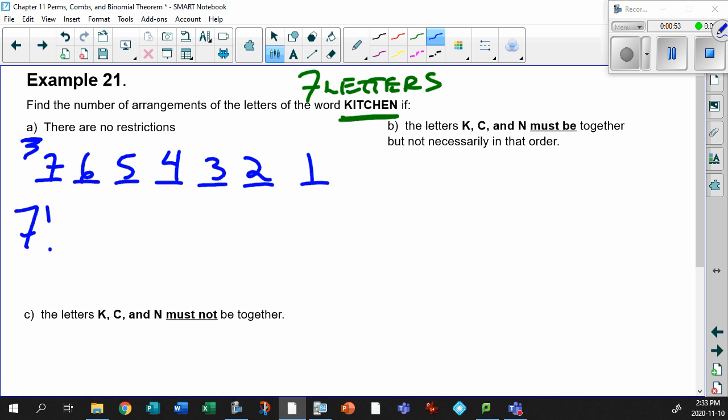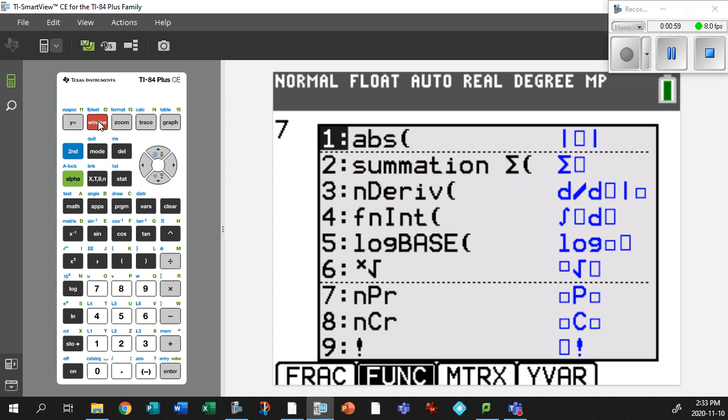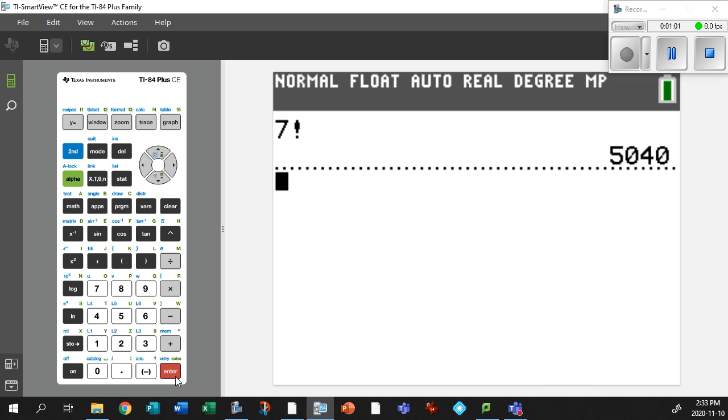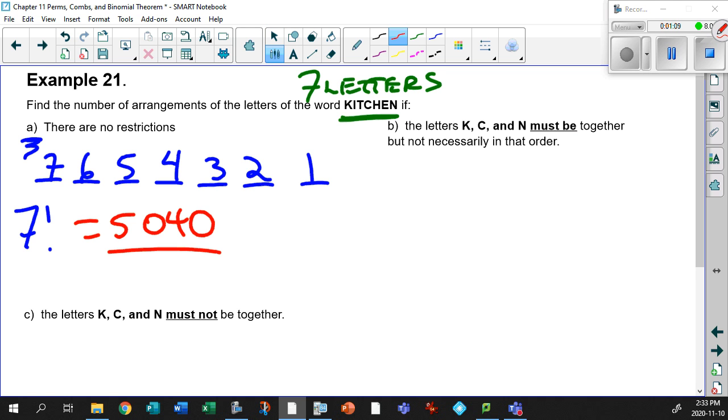So if I put that into the calculator now, 7 factorial, boom, I get 5,040 arrangements of this particular thing. 5,040 arrangements of the word kitchen. Woohoo! Okay, something to figure out on the weekend, right? Okay, now let's start throwing some restrictions out here.